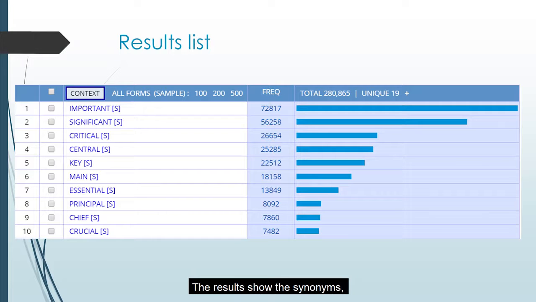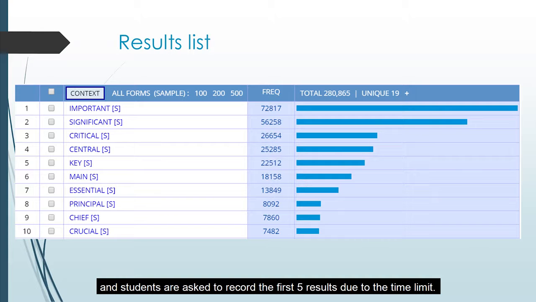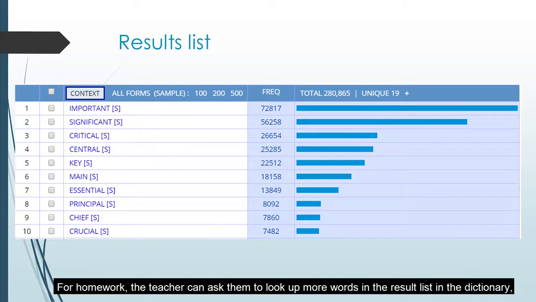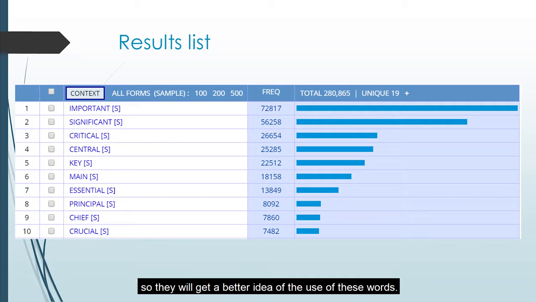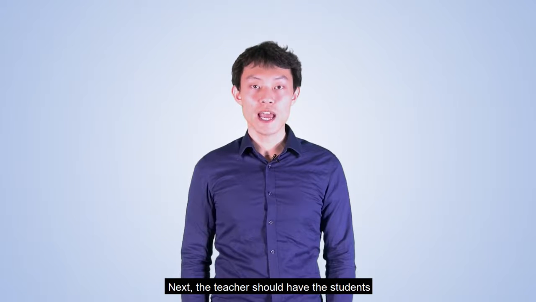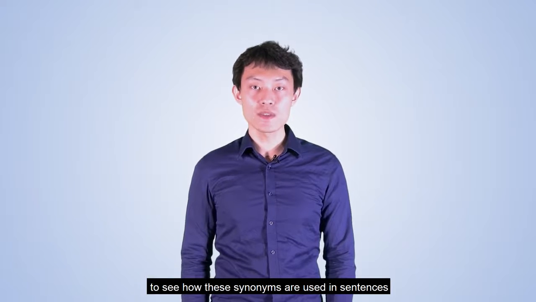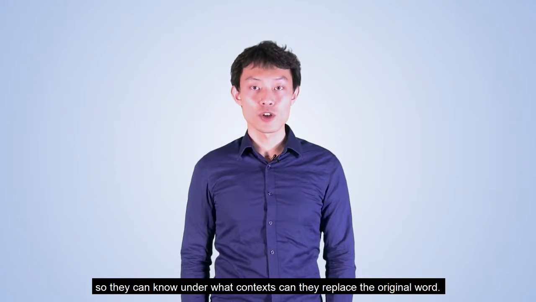The results show the synonyms, and students are asked to record the first 5 results due to the time limit. For homework, the teacher can ask them to look up more words in the result list in the dictionary, so they will get a better idea of the use of these words. Next, the teacher should have the students see how these synonyms are used in sentences, so they can know under what context they can replace the original word.